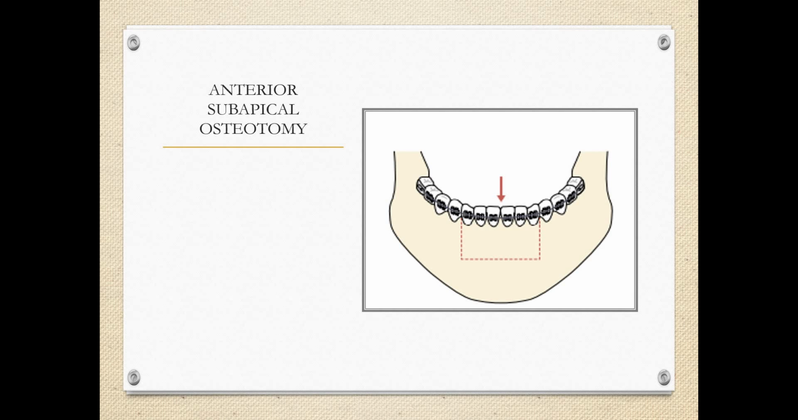The subapical osteotomy can be utilized in the correction of anterior open bite and bimaxillary preclination, or for leveling an excessive curve of Spee if this cannot be achieved orthodontically and the anterior face height needs to be maintained.